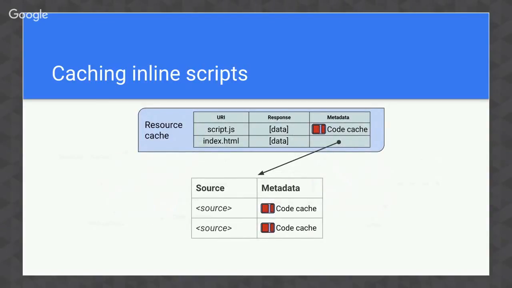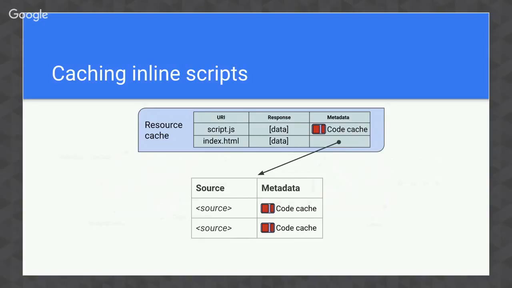So something we're experimenting with now, and by experimenting I mean we're running a Finch experiment now, is storing a table in the metadata, a serialized hash table from source code to code cache for each individual HTML file. So that when we see a script inside the HTML, we quickly run through its source, and if it matches our hash table, then we load the code cache from this metadata.